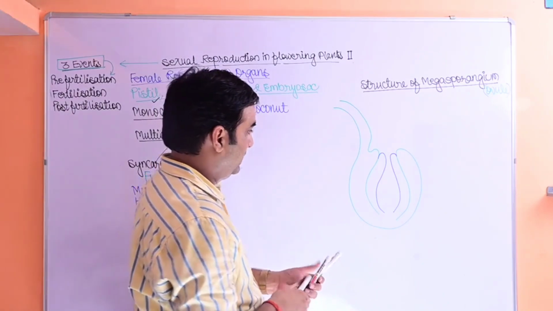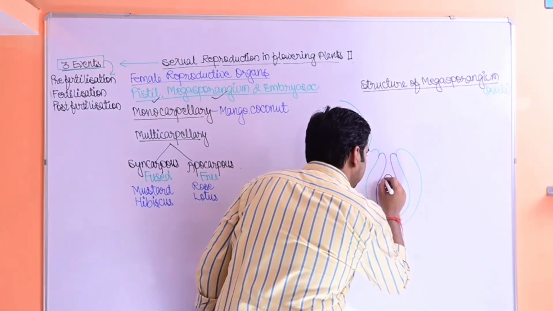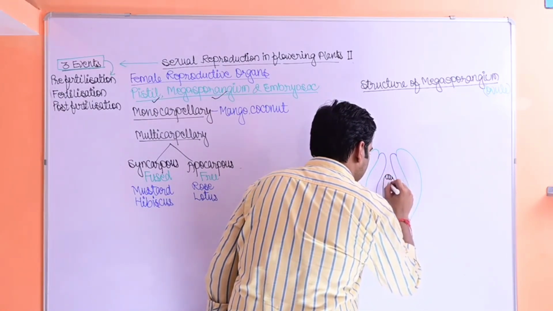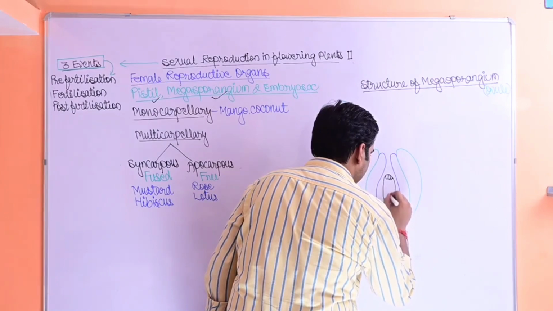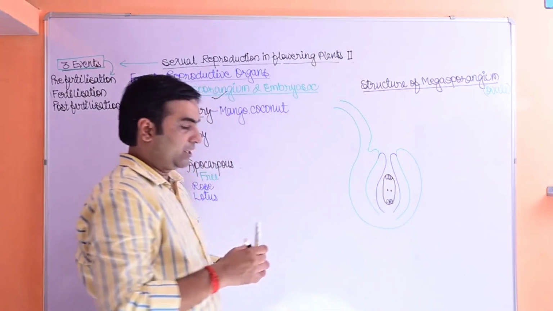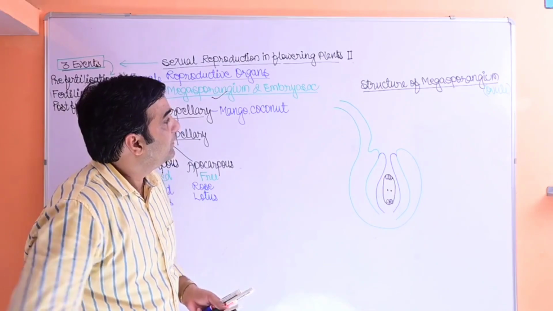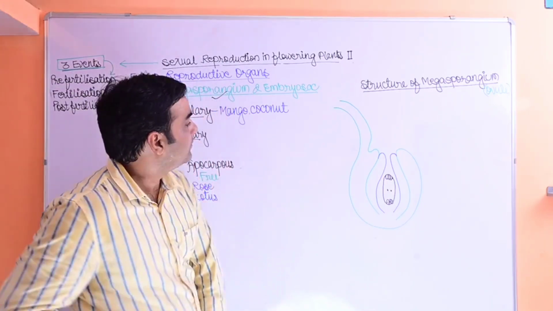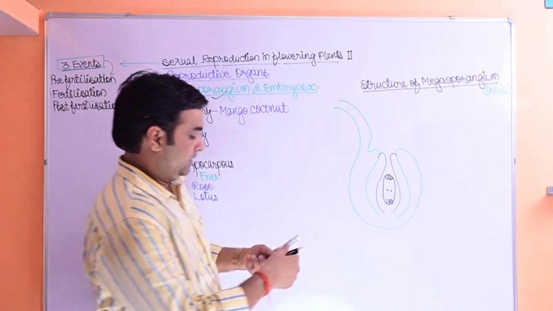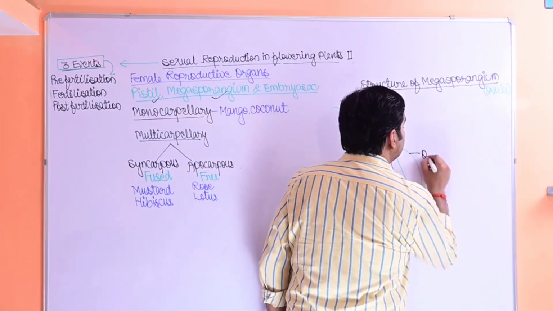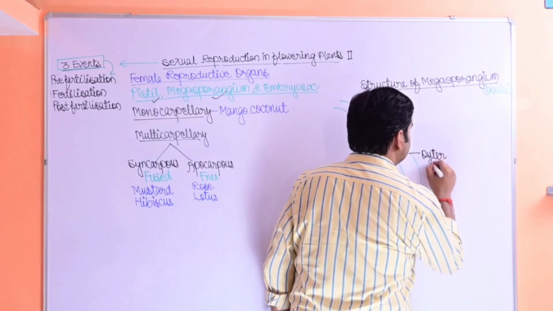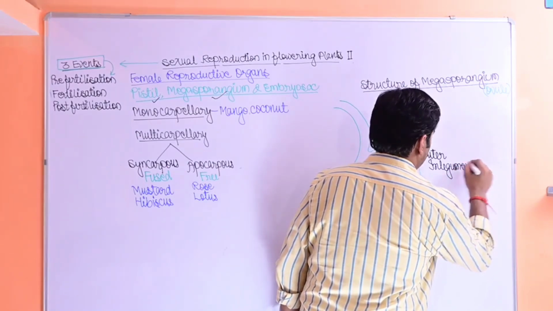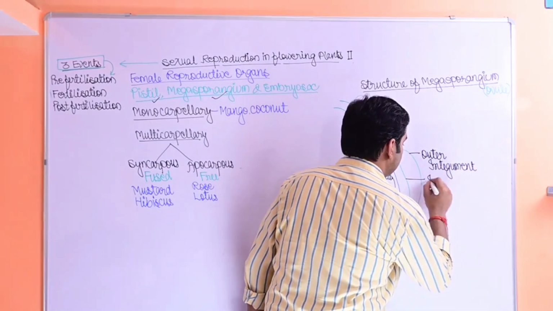And inside it, the embryo sac is present. This is a structure of megasporangium, which is also called an ovule. This ovule is made up of outer integument. This is outer integument. This is inner integument.